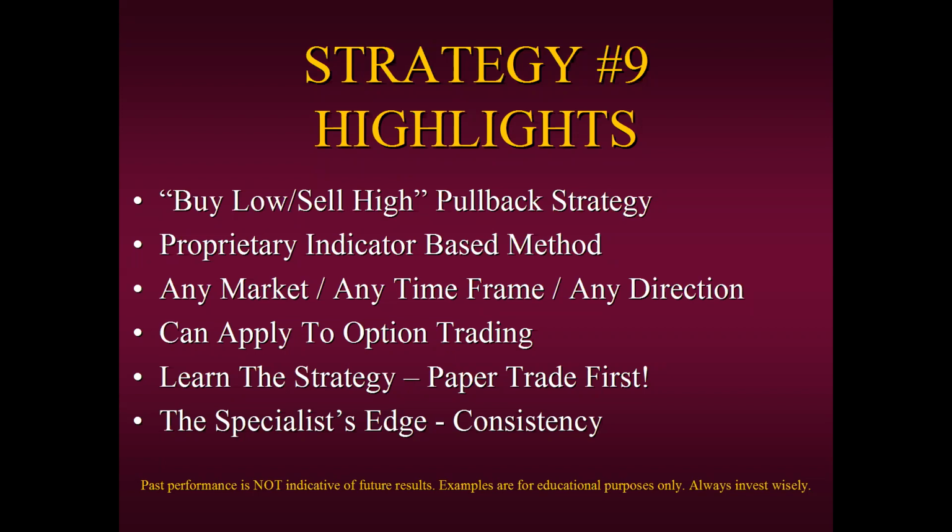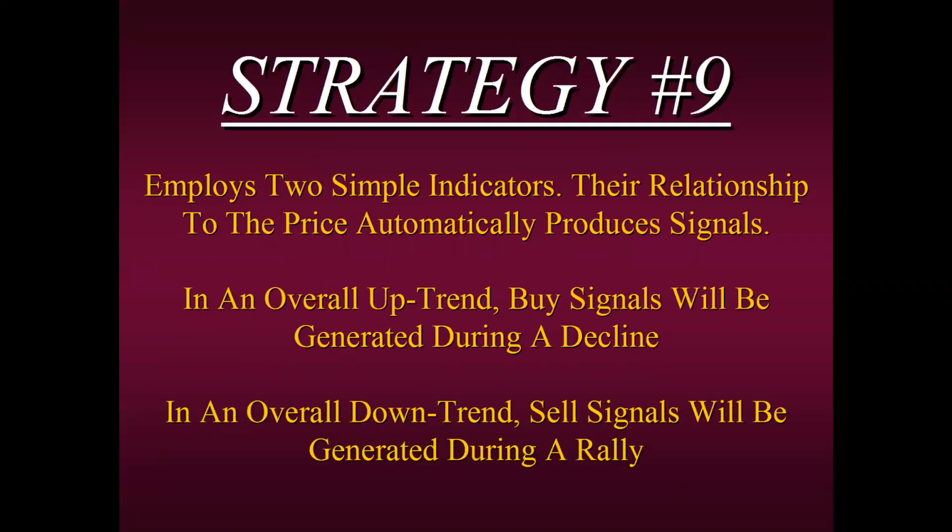Now, one of the things that I don't like about presenting strategy number 9, with all the other presentations, I'm usually able to give away some of the rules to the methods, but because of the simplicity, and because it's based on the indicators, I really can't divulge too much of the strategy, other than it's based on pullbacks, and we're looking for an overall trend, either to the upside or to the downside. So basically, strategy number 9 employs 2 simple indicators. That's it. Now, their relationship to the price, not to each other, but to the actual market price, automatically produces these signals, okay? So therefore, in an overall uptrend, the buy signals will be generated during the decline. And as we said earlier, in an overall downtrend, the sell signals will be generated during a rally.